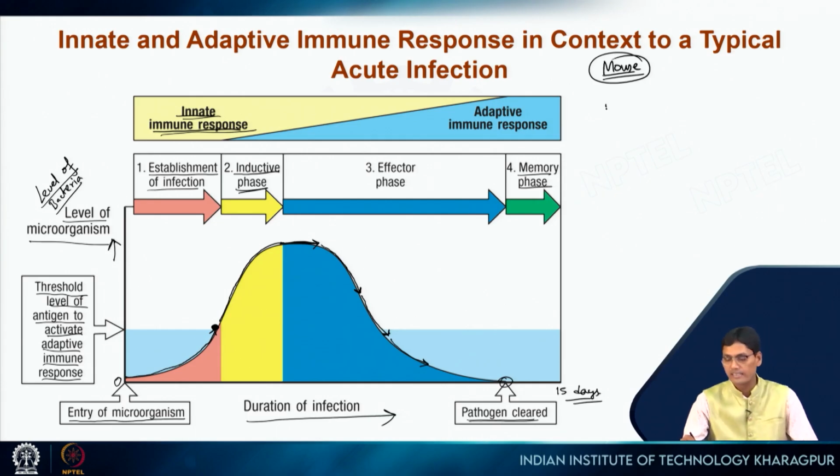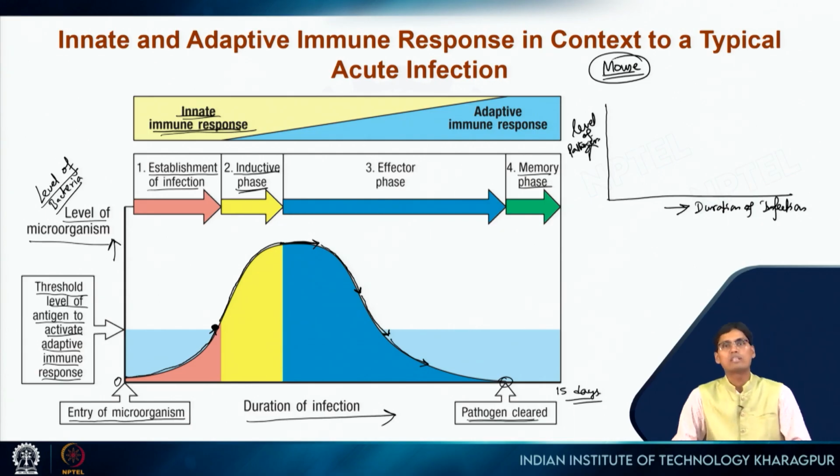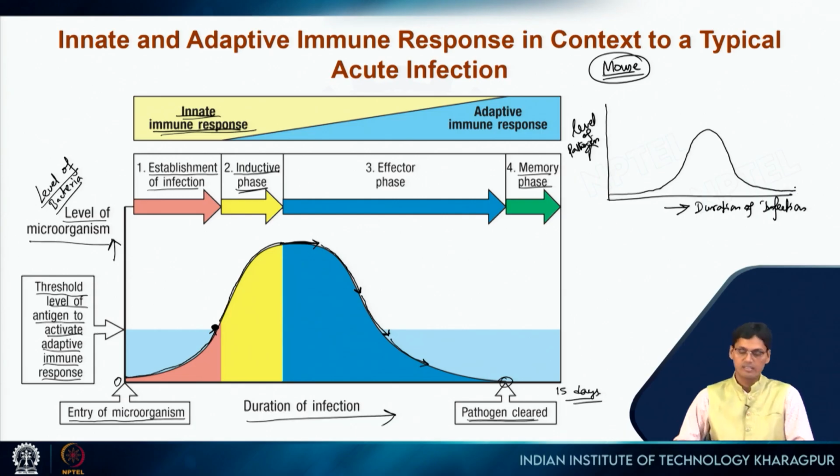The answer is something like this. This is the duration of infection, and this is the level of pathogen, level of bacteria, whatever you say. Now, in a normal condition, in a normal mouse, as you have already seen, this is the kind of curve for the number of pathogen.